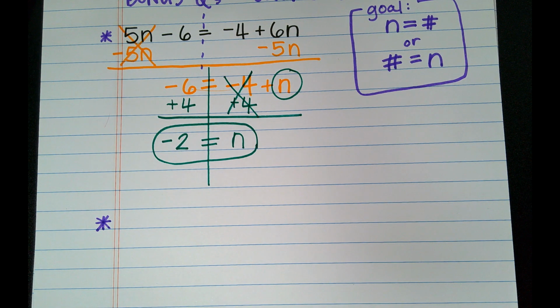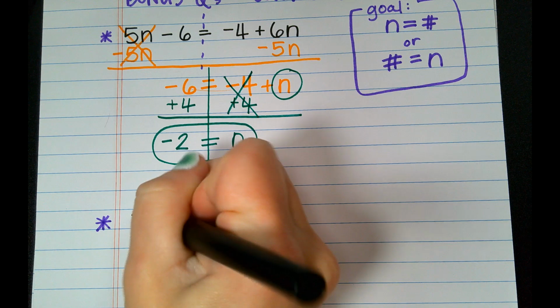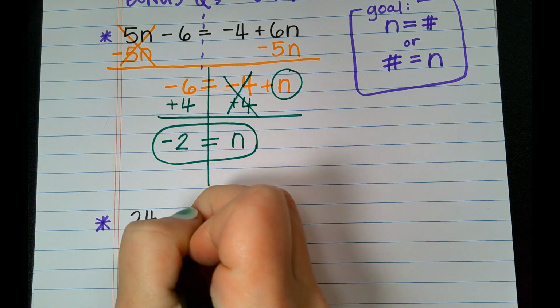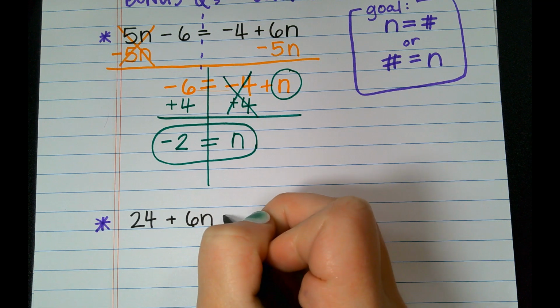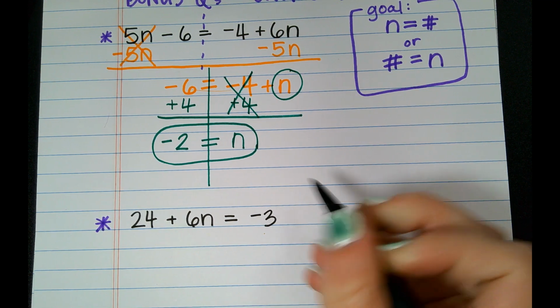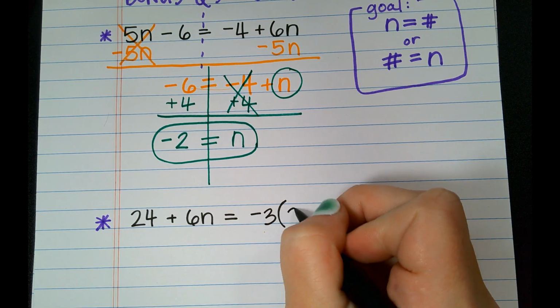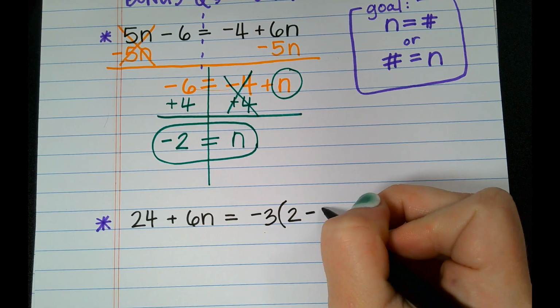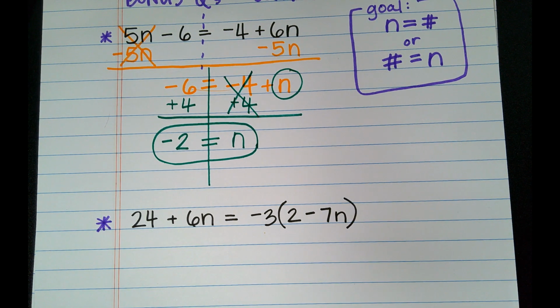Let's see. I had 24 plus 6n equals negative 3, parentheses, 2 minus 7n. I know it's kind of mean. Hey, it's bonus for a reason. It's not easy.